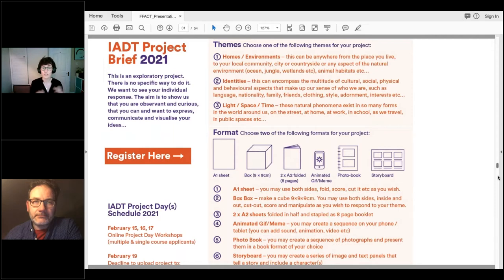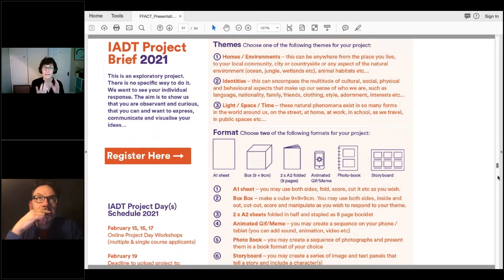So there's an A1 sheet, just a large format piece of creative work. A box. The box you have to make yourself, and it's a 9x9x9 cube. It can be made in any material you like. You should think with the box about using the outside and the inside. With a box, you have 12 surfaces, actually, if you think about using outside and inside as well, cutting into it, opening it different ways, thinking about how that might relate back to your theme.